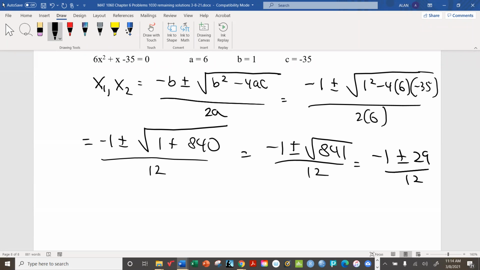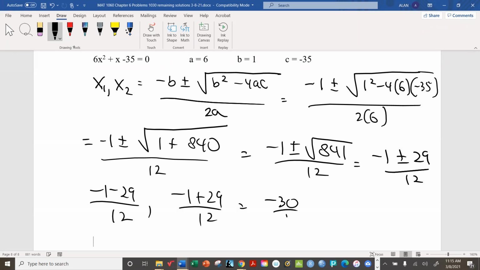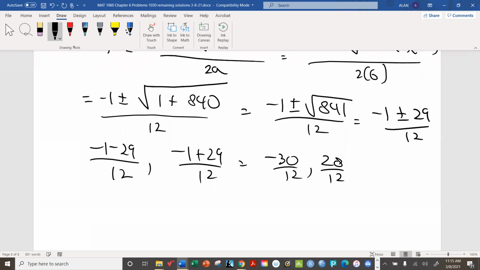29, that's right. So anyway, that means we have -1, minus 29, comma, -1 plus 29 over 12, minus 30 over 12, comma, 28 over 12. And then they can both be reduced quite a bit.